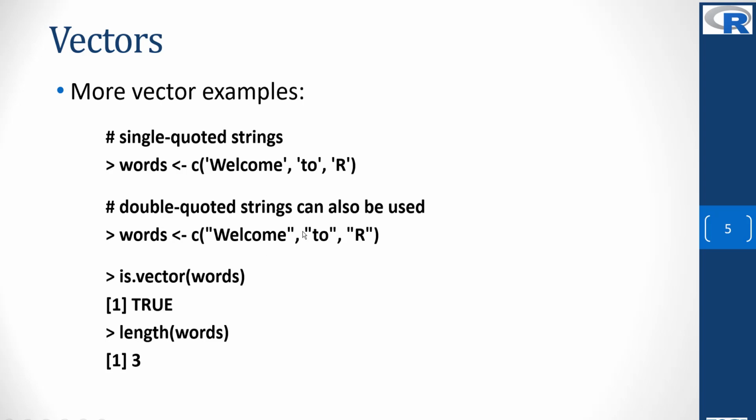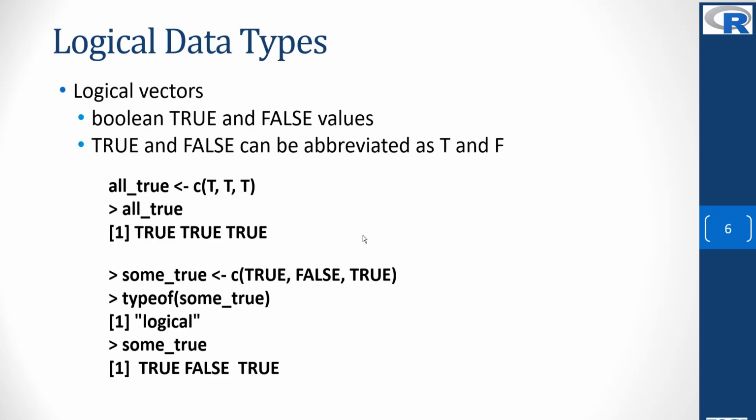There's 3 words in there based on the comma-separated elements. Another primitive data type we have in R are the logical data types. These are true and false values, the Booleans. We can use the entire word true and false, or we can just abbreviate it as T and F, and you'll see this a lot because obviously those are a lot easier to type in.